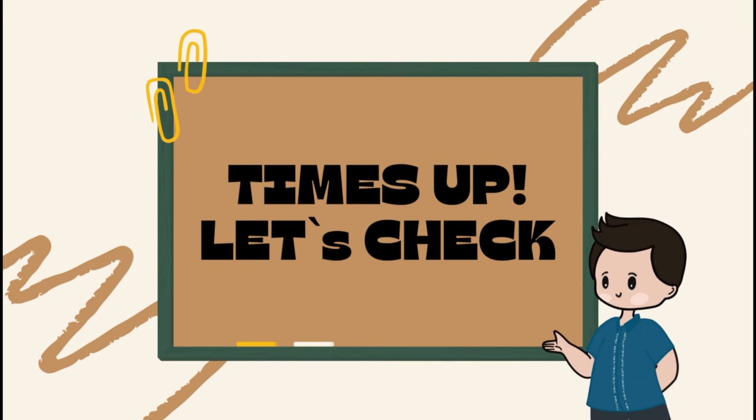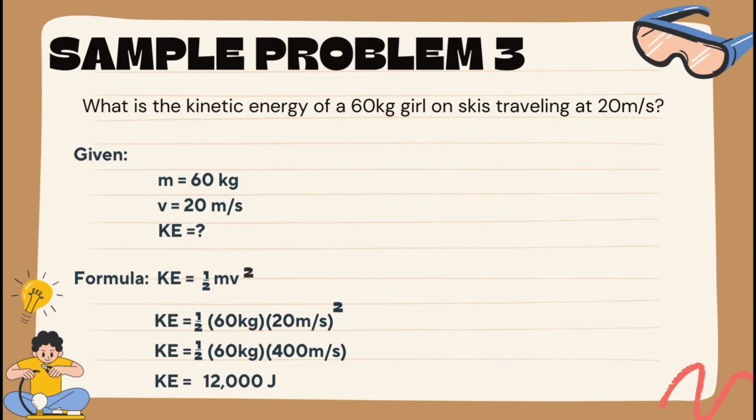Alright, time's up. So now let's check your work. Let's check if your answers are correct. For our sample problem number 3, what is the kinetic energy of a 60 kilogram girl on skis traveling at 20 meters per second? The question is, what is the kinetic energy? So still, the kinetic energy is the missing value here for sample problem number 3.